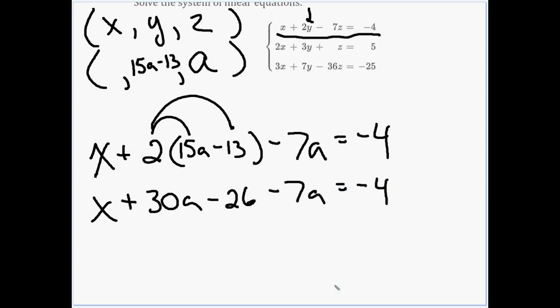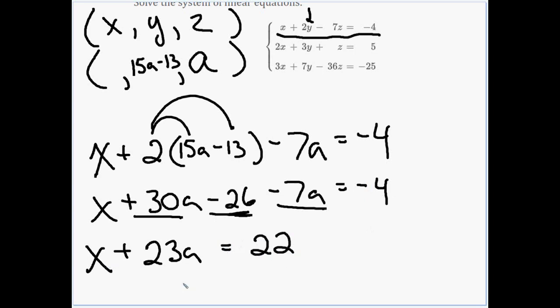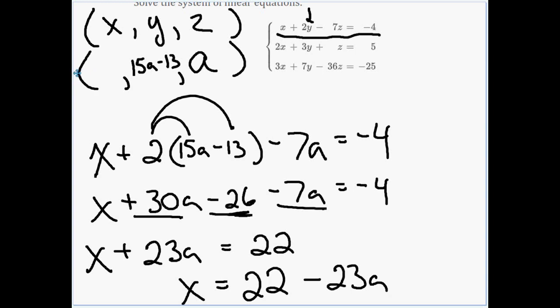Let's combine like terms. 30a minus 7a will be 23a. And let's move this negative 26 to the other side, where it will become a positive 26. So this will equal 22. And to get x alone, we're going to subtract the 23a. 22 minus 23a is our x value. If I had a little more room, let me slide this over. The x coordinate is 22 minus 23 times a.